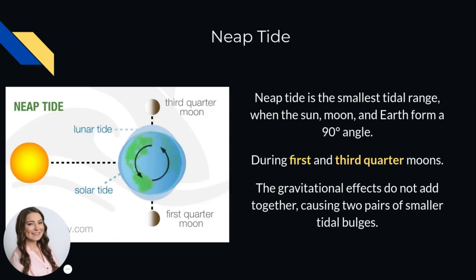The second type of tide is called a neap tide. A neap tide is the smallest tidal range when the sun, moon, and Earth form a 90-degree angle during the first and third quarter moons. The gravitational effects do not add together, causing two pairs of smaller tidal bulges.